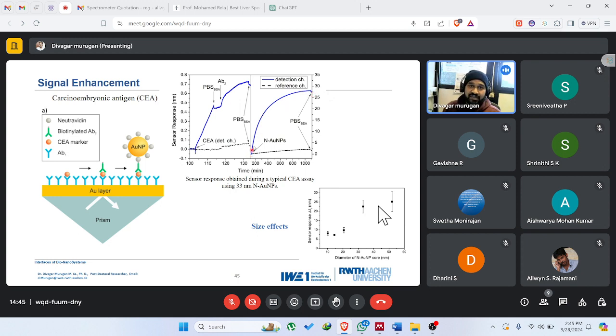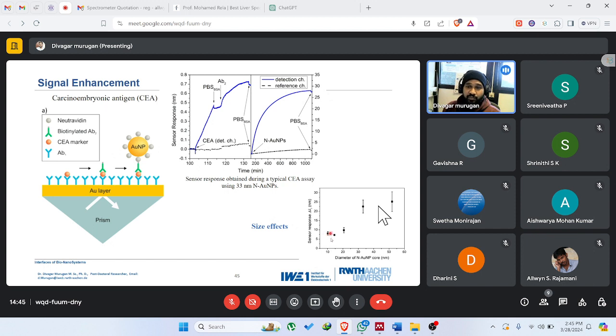So this is the signal that can be enhanced. At least a 3 times enhancement in the signal can be obtained using a label, for example, a gold nanoparticle label. And in this paper, they have also studied how different sizes of nanoparticle can be used to enhance the sensitivity.